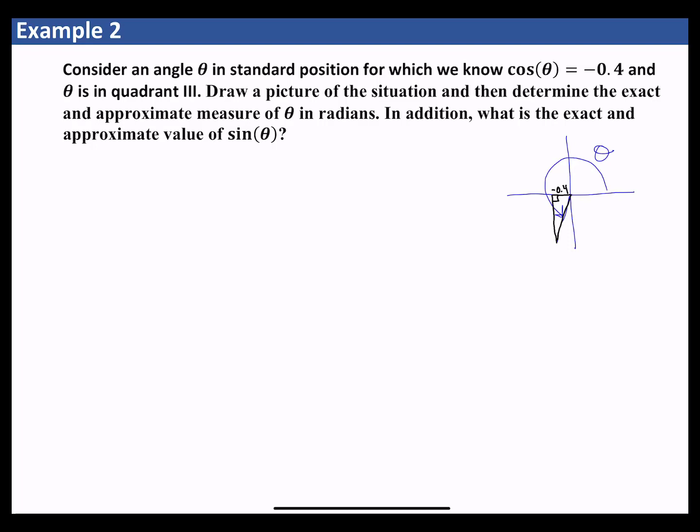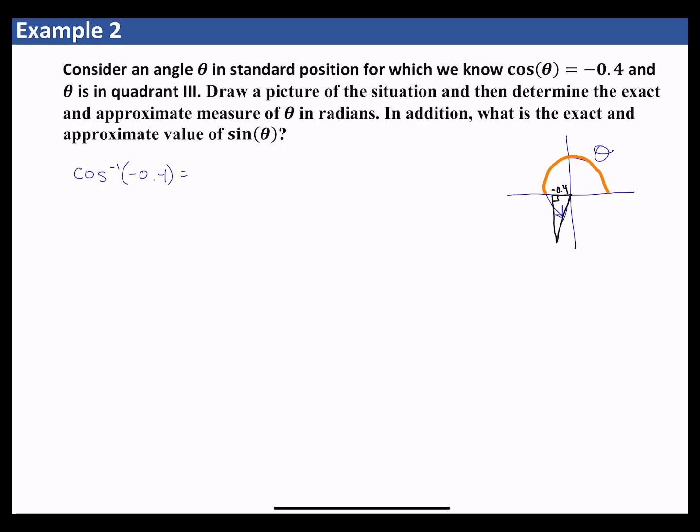So we can go ahead and start out by thinking of the inverse cosine of -0.4 equals theta. But keep in mind, that's actually not going to be true because the inverse cosine only gives us values in quadrant 1 and quadrant 2, and theta is in quadrant 3. So we're going to have to do a little bit of work here.